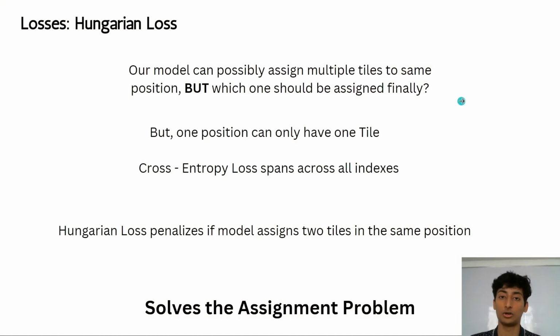Yeah, so this loss I talked about is the Hungarian loss, because our model can possibly assign multiple tiles to the same position using the cross entropy, but which one should be assigned finally? One position can only have one tile, so cross entropy loss spans across all indices. So we use this loss to solve the assignment problem. Some people also use pointer networks, but that is a different topic.